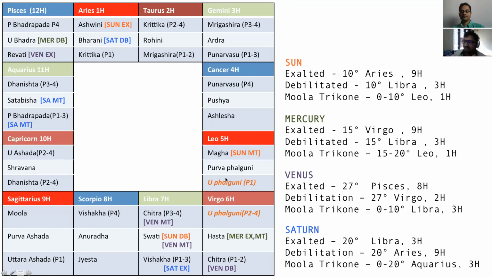Then I highlighted this Mulatrikon position of Sun, debilitated, and its exalted position. Mulatrikon, exalted. And then remember Uttara Phalguni is that of Sun, and Sun is the Nakshatra Lord. So the clue here to get a deeper understanding of Nakshatra is to look at the Nakshatra Lord, Mulatrikon position, exalted position, debilitated position. Connect that with the house placement of the nakshatras.